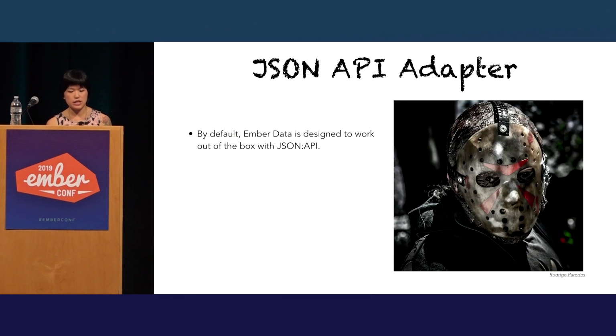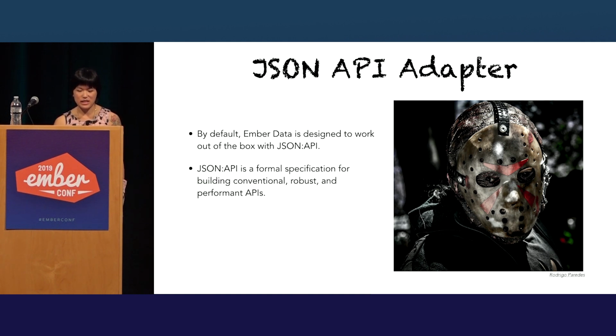J is for the JSON API Adapter. So by default, Ember data is designed to work out of the box with JSON API. And when I first heard about JSON API Adapter, I thought that it was part of Ember, but it's actually not. It's a formal specification for building conventional, robust, and performant APIs. So it's not an Ember-specific thing, and you can find it here, jsonapi.org.